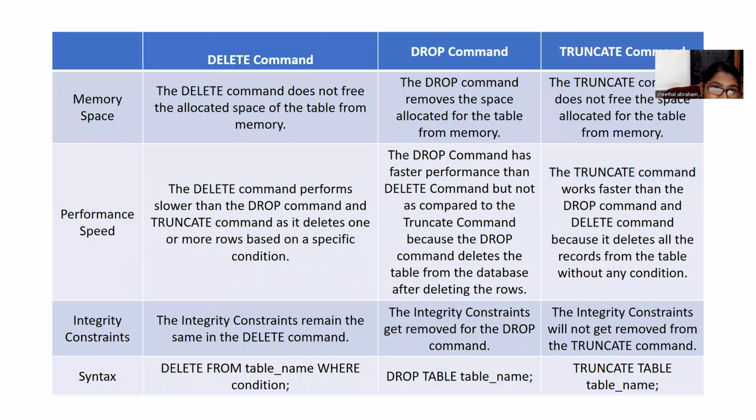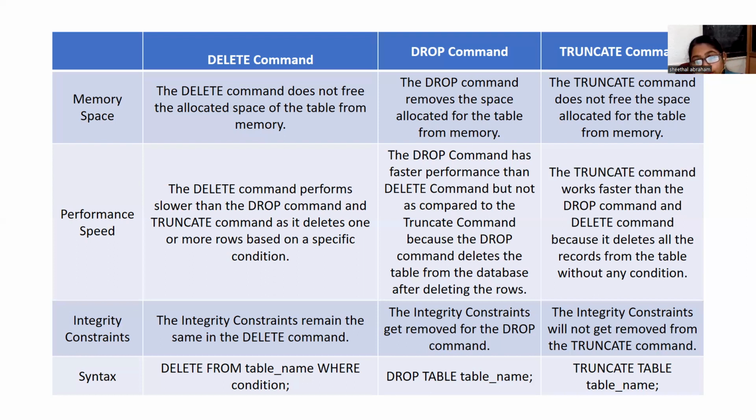Now regarding the memory space, the delete command does not free the allocated space of the table from memory. The drop command removes the space allocated for the table from the memory. And the truncate command does not free the space allocated for the table from the memory. Regarding the performance or speed, the delete command performs much slower than the drop command as well as the truncate command, as it deletes one or more rows based on a specific condition. Based on that condition, it is deleted row by row. So it is very slow.